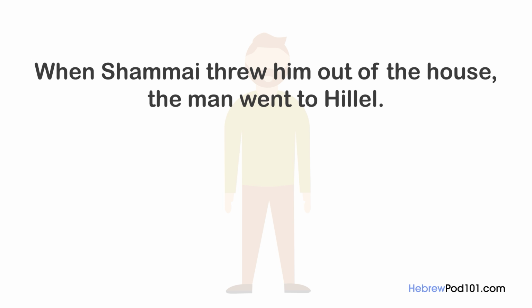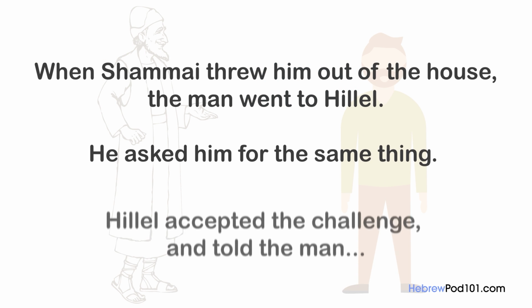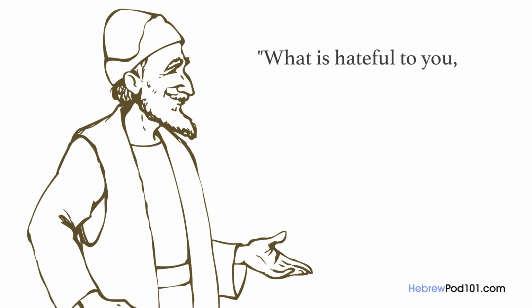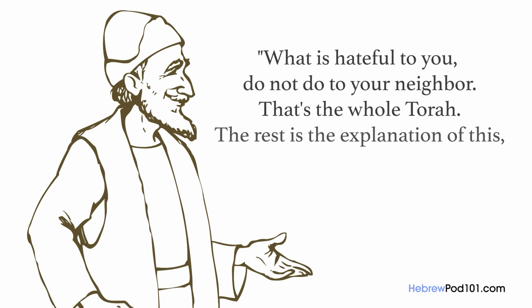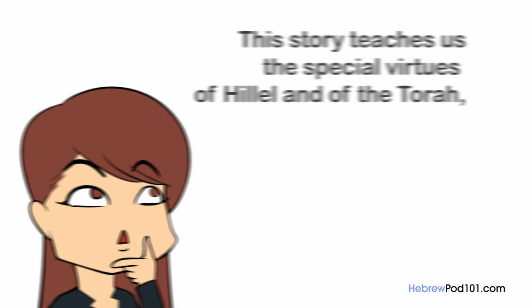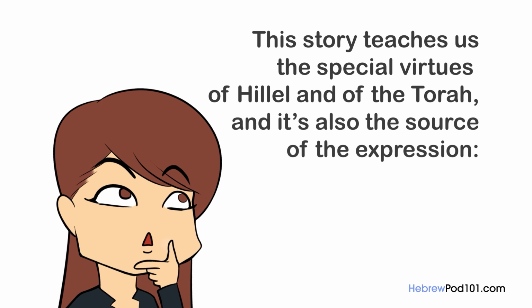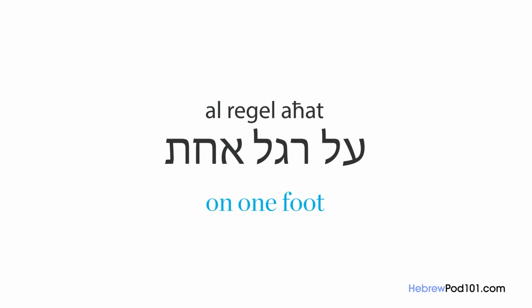When Shammai threw him out of the house, the man went to Hillel. He asked him for the same thing. Hillel accepted the challenge and told the man, "What is hateful to you, do not do to your neighbor." That's the whole Torah. The rest of the explanation of this, go and study it. The story teaches us the special virtues of Hillel and of the Torah, and it's also the source of the expression al regel ahat, on one foot.